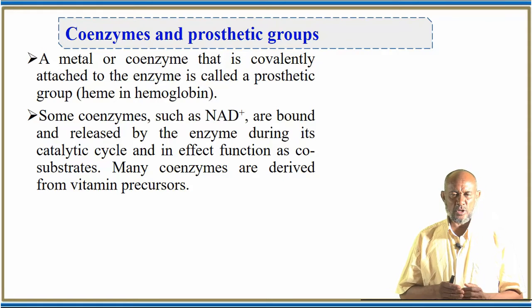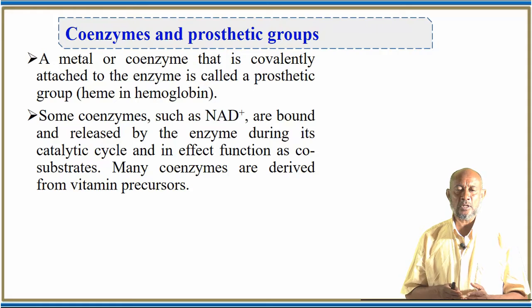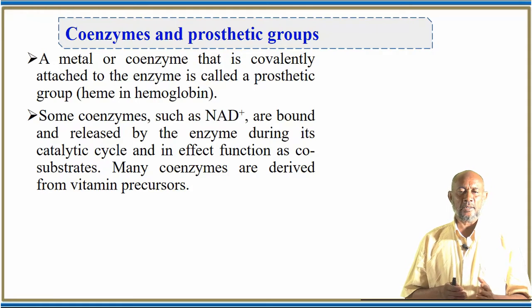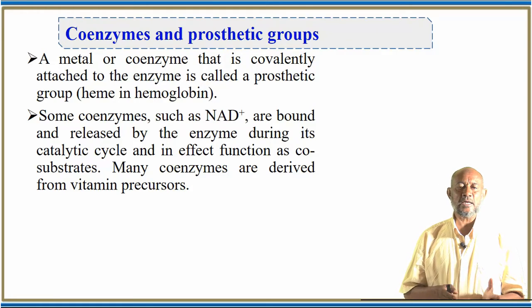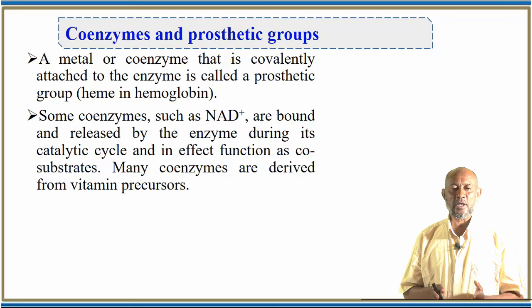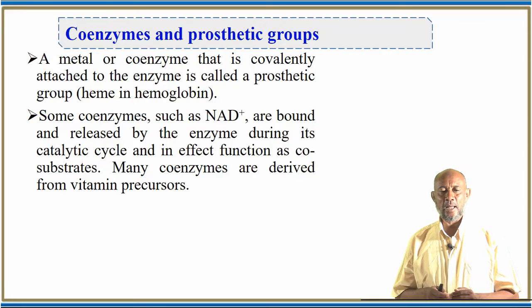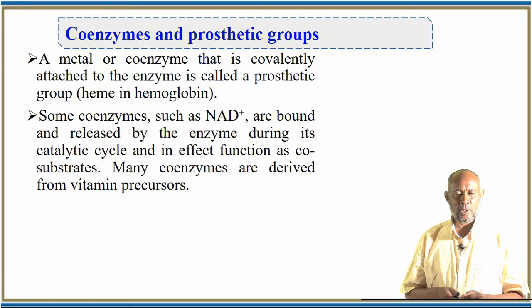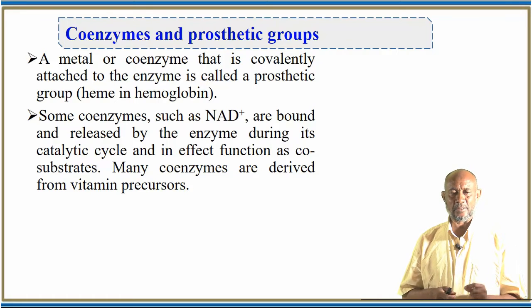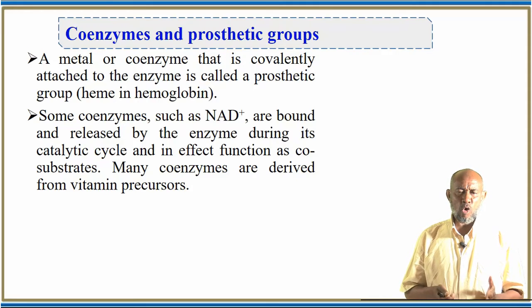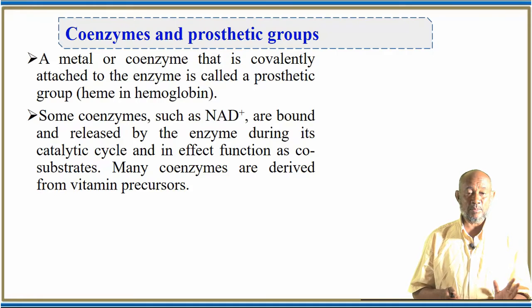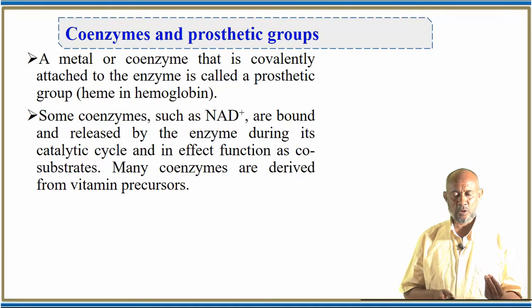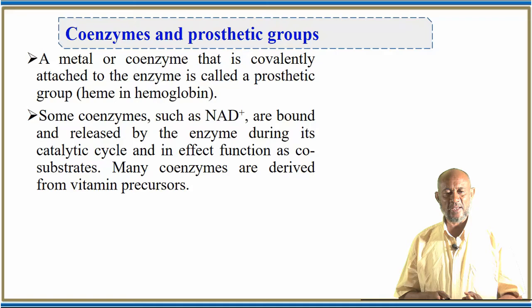Some coenzymes, such as NAD, nicotinamide adenine dinucleotide, are bound and released by the enzyme during its catalytic cycle, and in effect function as a co-substrate. The NAD acts as a co-substrate. Many coenzymes are derived from vitamin precursors. Their origin is the vitamin.